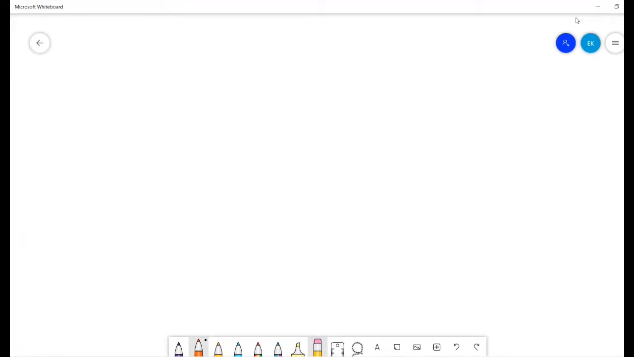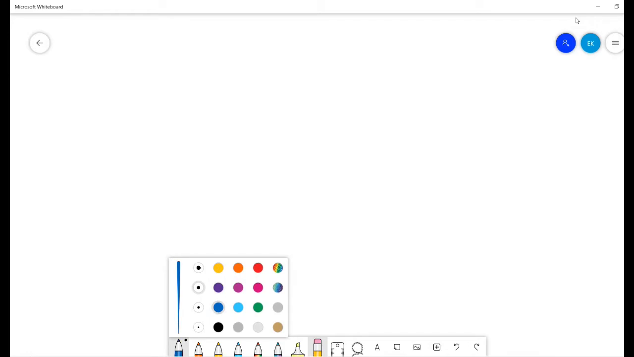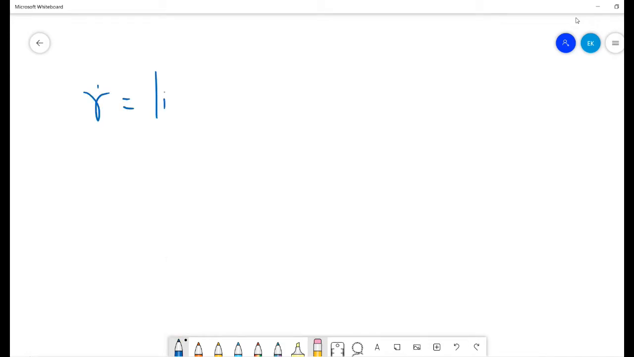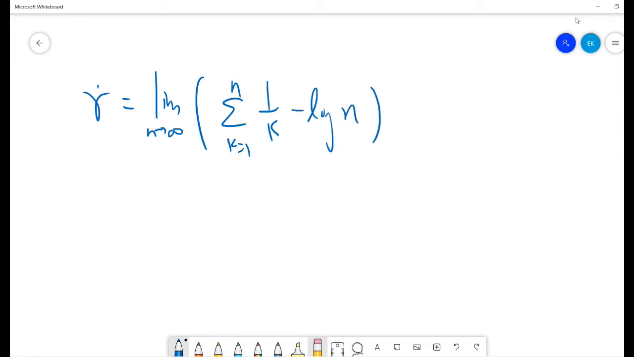So this video is trying to prove the famous Euler-Mascheroni constant really exists. The Euler-Mascheroni constant is defined as the limit as n goes to infinity of the summation of 1 over k from 1 to n, minus log n. Here log uses e as its base, the natural log. If you use a computer, you can compute this, about 0.577.